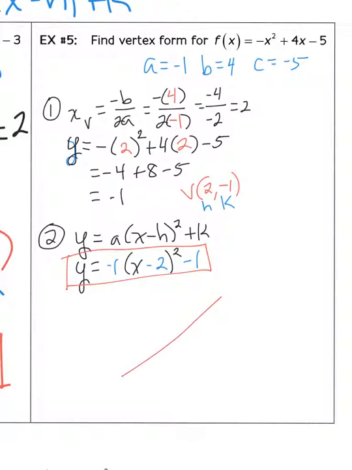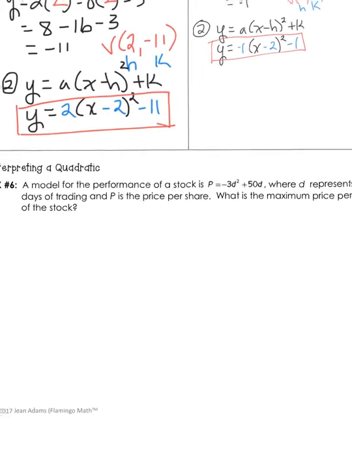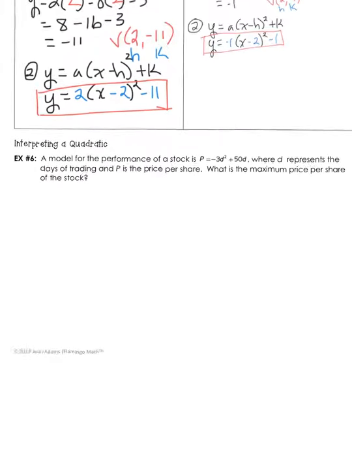Okay, so let's look at, no, not that. Let's erase that. Let's look at the word problem below. So I'm going to make it a little bit smaller. When you're looking at word problems in this section, you essentially want to figure out what part of the parabola they are wanting me to find. So this says a model for the performance of a stock is P equals -3d squared plus 50d. So this is our quadratic that we're looking at.